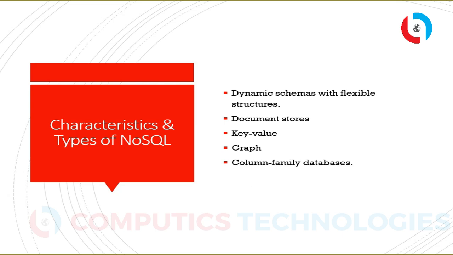Column family database. Column family databases represent data in columns instead of rows. They are best for large scale distributed systems and systems that read and write often, such as time series applications and IoT applications. Commonly used column family databases include Apache Cassandra and HBase.